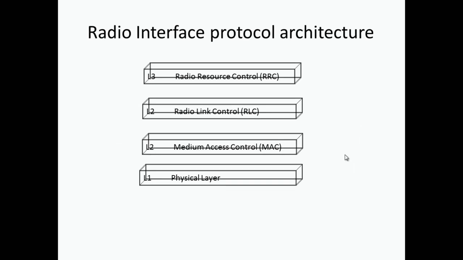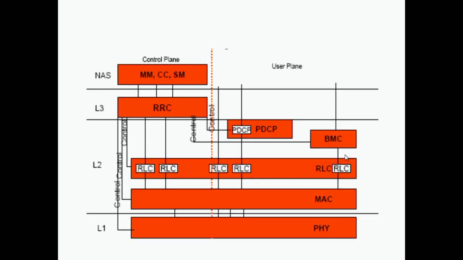Now we will discuss how UMTS works. UMTS protocols are actually layered protocols. This provides layering at different interfaces, each layer performing a set of specific functions. The layers that UMTS uses are the physical layer, medium access control layer, radio link control layer, and radio resource control layer. The layered architecture is further divided into two planes. The first plane is the control plane and the second is the user plane.